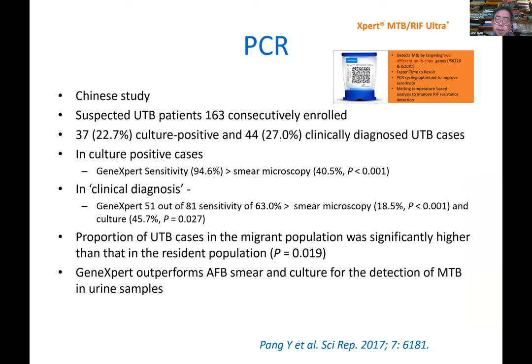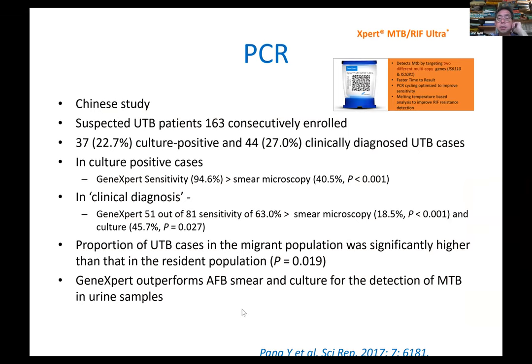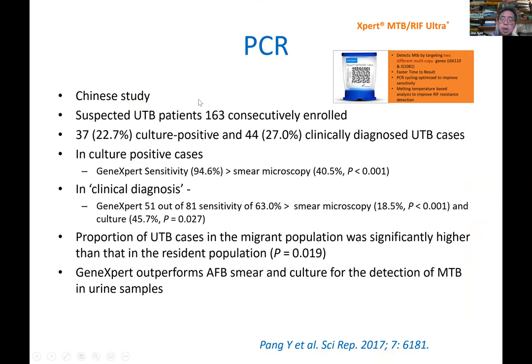There's a more recent paper from China looking now at the GeneXpert cartridge, and most of you are aware this is a cartridge that you can take the primary sample and prepare it, put it in the cartridge, and you will have a response within 2 hours. Now, I think this was not done with the current cartridge, which is called the Ultra, which I've shown you a picture of up there, but the old GeneXpert.